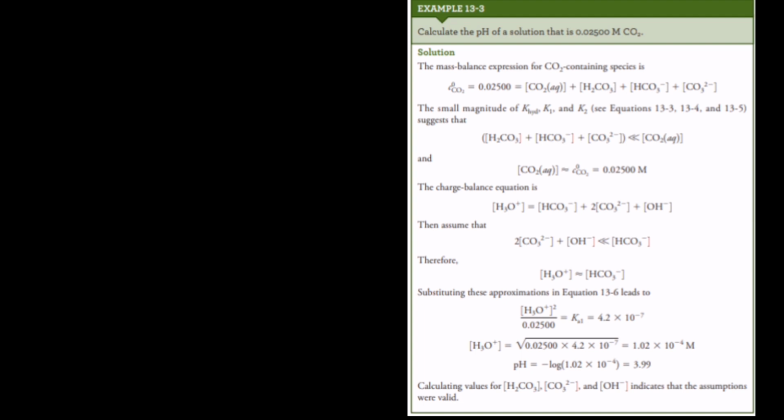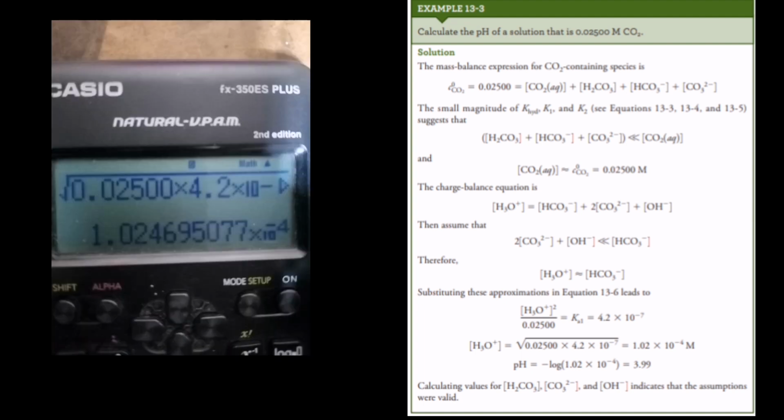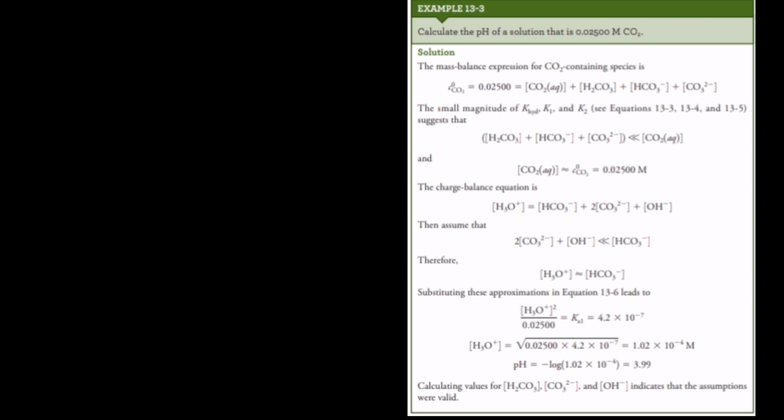Substituting these approximations in equation 13-6 leads to, as you can see, [H3O+] squared divided by 0.02500 is equal to Ka1, which is equal to 4.2 times 10 to the negative 7. So here below, copy the [H3O+], which is equal to the square root of 0.02500 times 4.2 times 10 raised to negative 7. I will attach here the calculations I did so that they match. So the answer is 1.02 times 10 raised to negative 4.